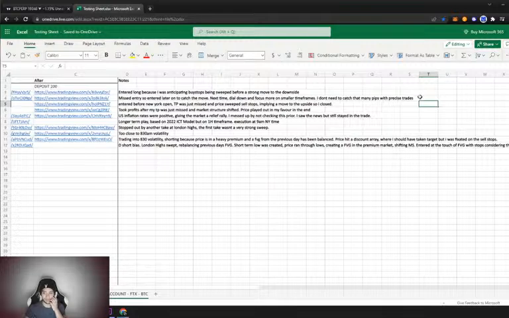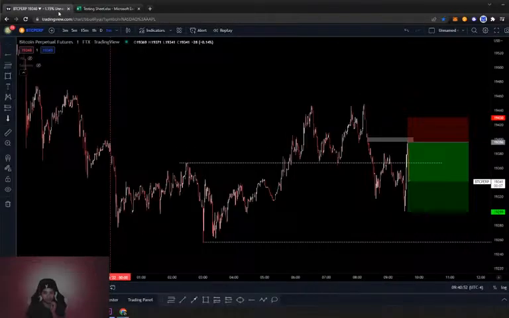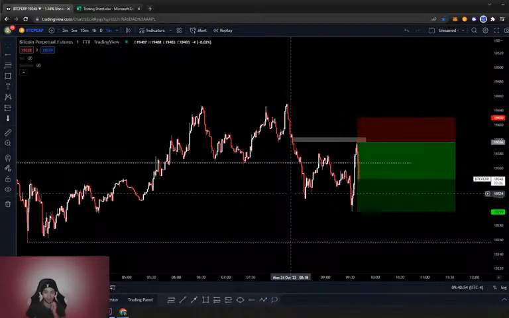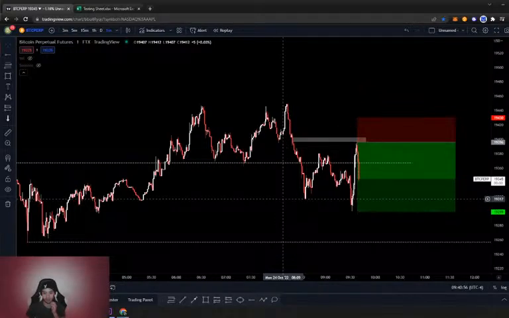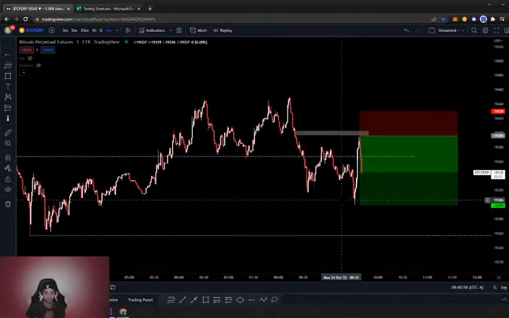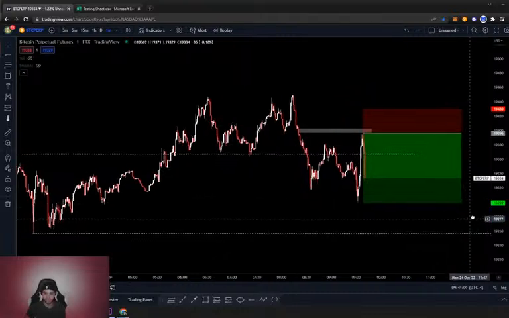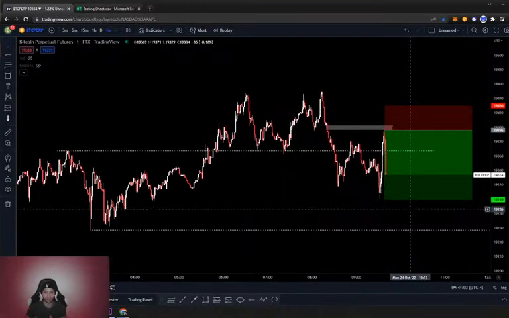Entered at the touch of the fair value gap. Boom, boom, boom. Nice. Okay, so far so good. This trade, yeah, so far so good. Now, oh, it's not 900. Yeah, no, we're going to leave it at 9,300.